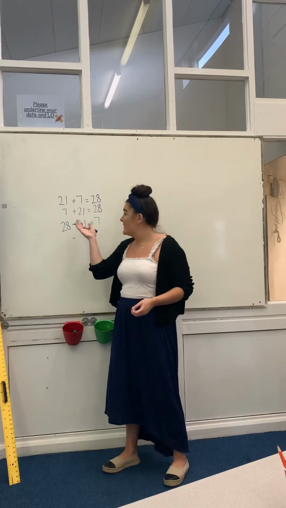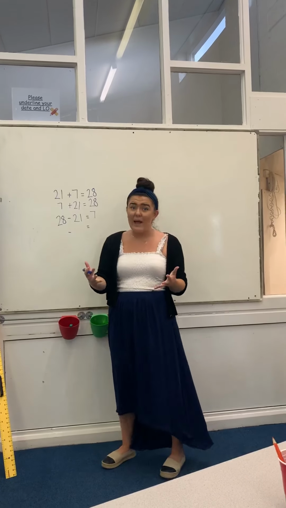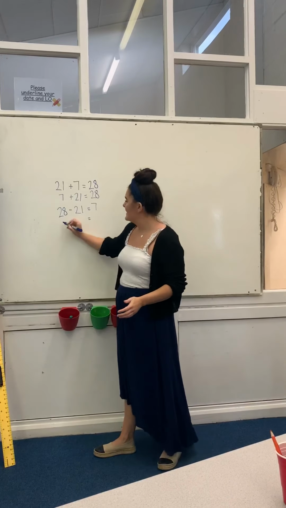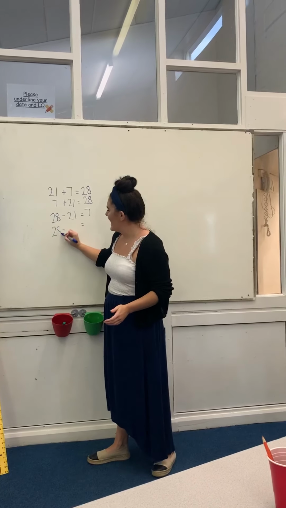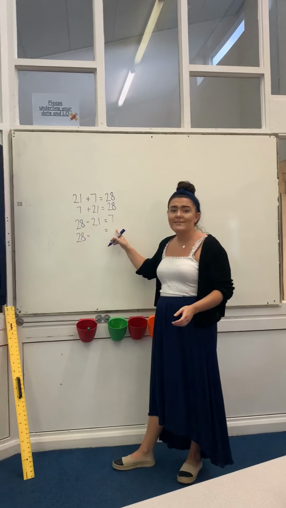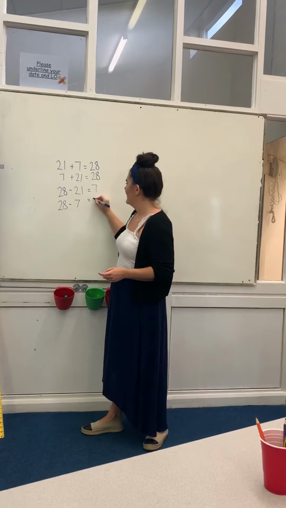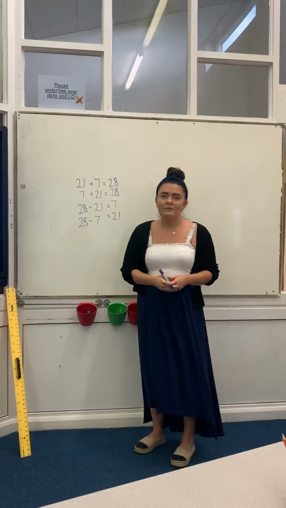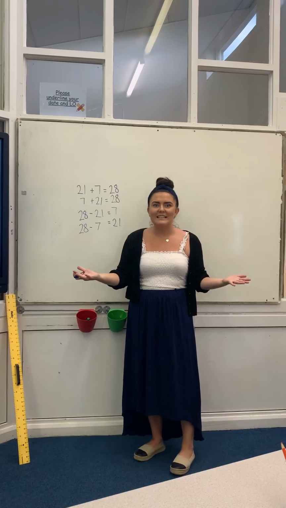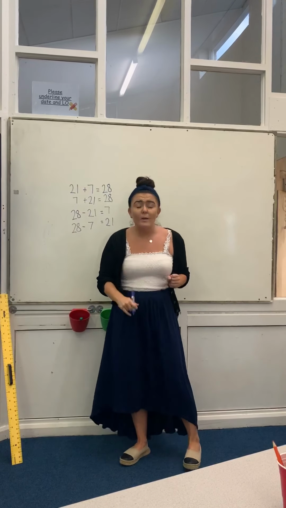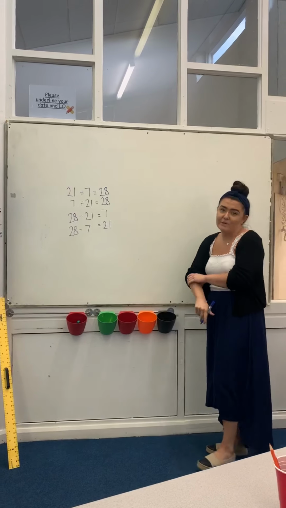Perfect. So for the final one, again, it's take away, which means my big number needs to go at the start. So 28, I've already said that 28, take away 21 equals 7. So this time I'll do 28, take away 7 equals 21. And it's as simple as that. So that's for addition and subtraction. We'll have a quick look at multiplication and division.